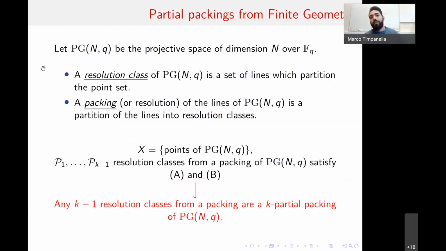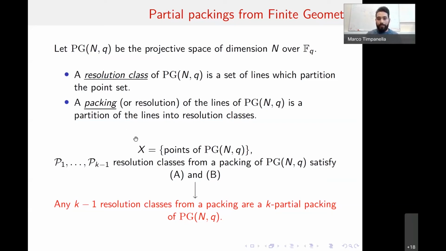So from now on, let PG(n, q) be the projective space of dimension n over Fq. A resolution class of PG(n, q) is a set of lines that partition the set of points of the projective space. And a packing of the lines of PG(n, q) is a partition of the lines into resolution classes. So these are well-known and classical objects from finite geometry that allow us to obtain k-partial packings as in the previous definition.